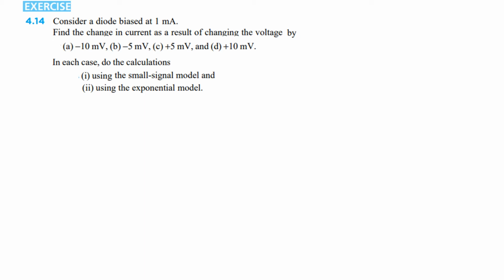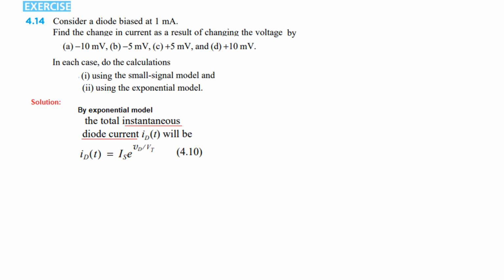Now let's talk about the problem. Consider a diode biased at 1 milliampere. Find the change in current as a result of change in the voltage by these values: minus 10 millivolts, minus 5, plus 5, and plus 10. In each case, do the calculation using the small signal model and the exponential model. So we have learned that by the exponential model, the instantaneous diode current, or AC plus DC current, is written by this formula.